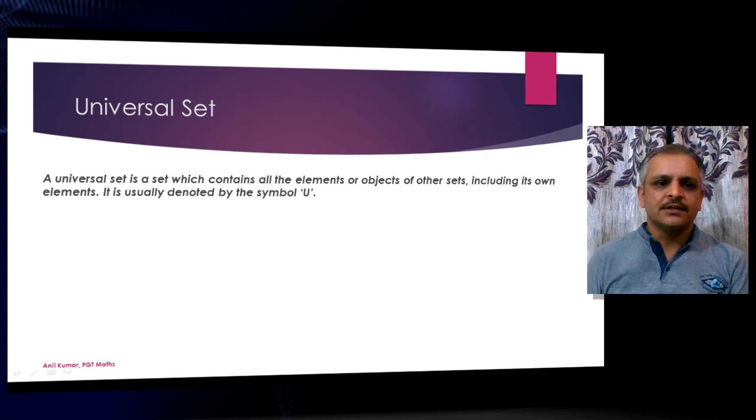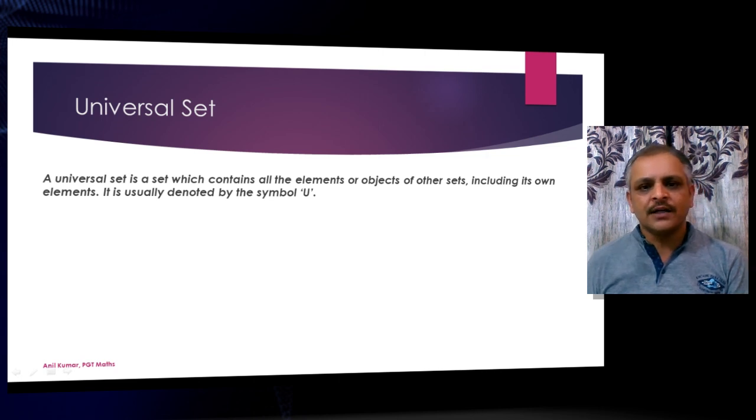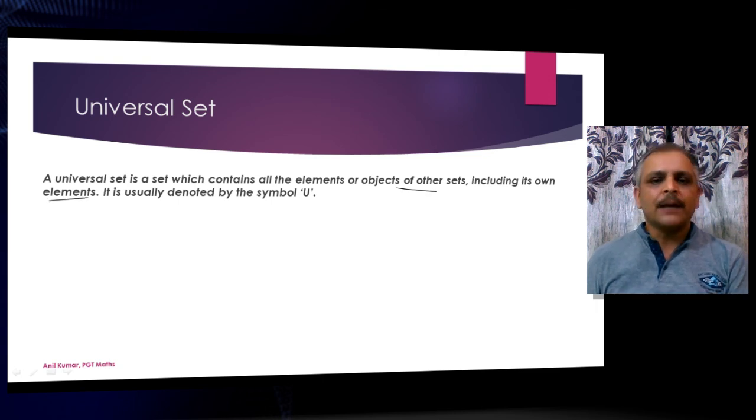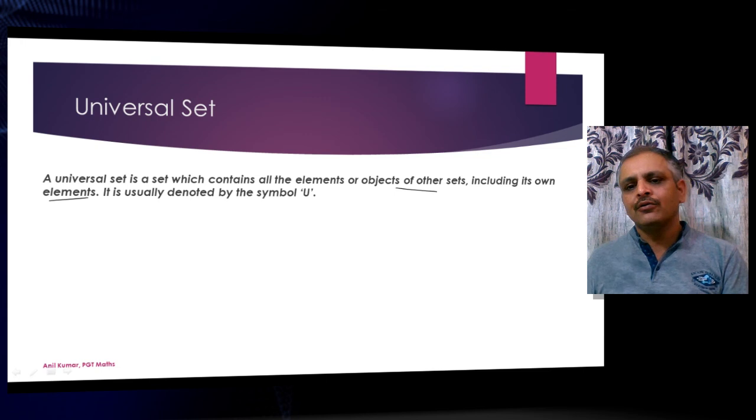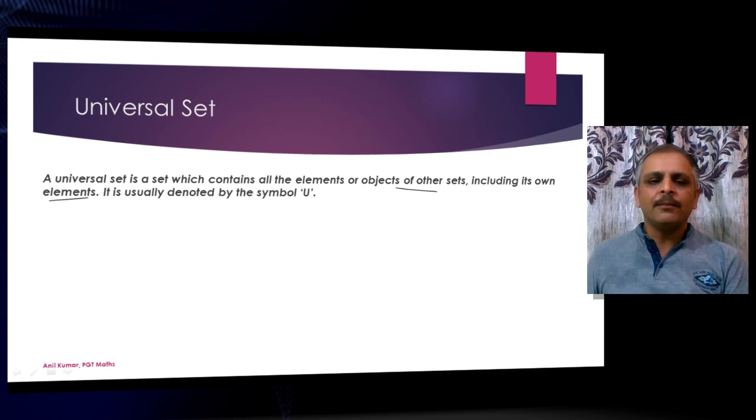So what is a universal set? Universal set is a set which contains all the elements or objects of the other sets, including its own elements. So that means all the elements we are considering, in the reference in which we are talking, all those elements are to be included. It's usually denoted by the symbol capital U.